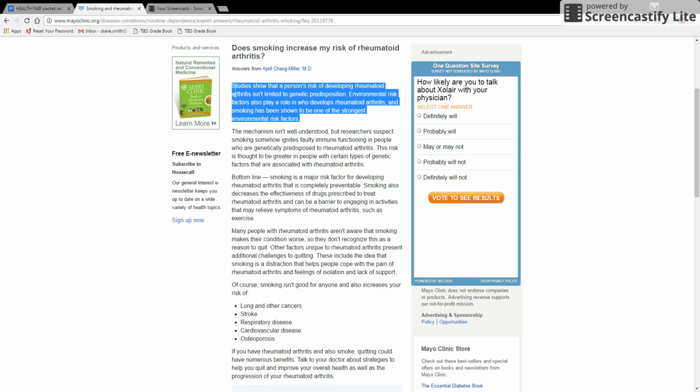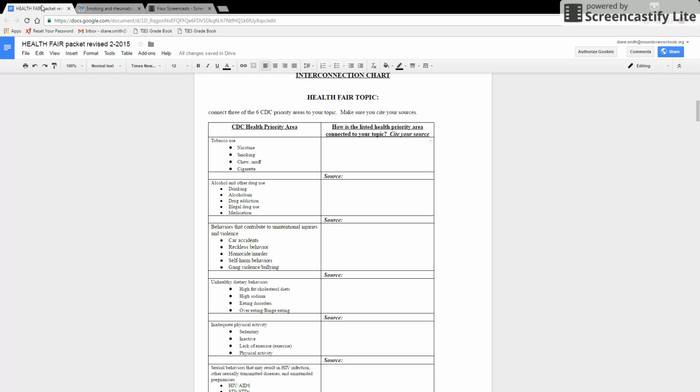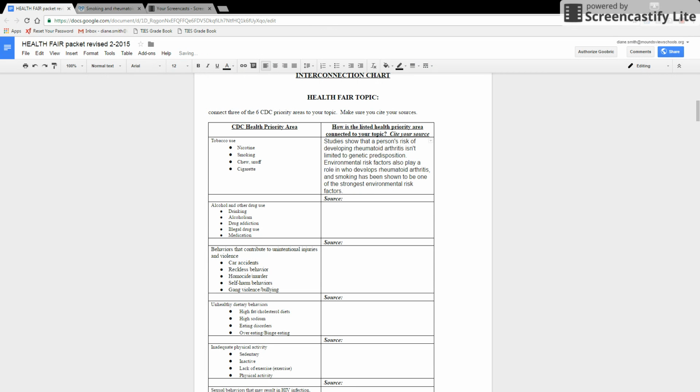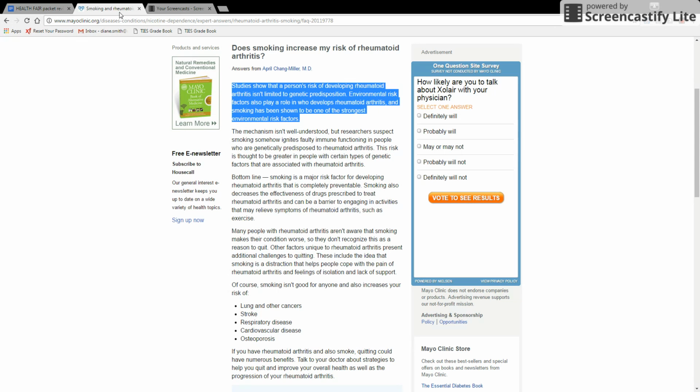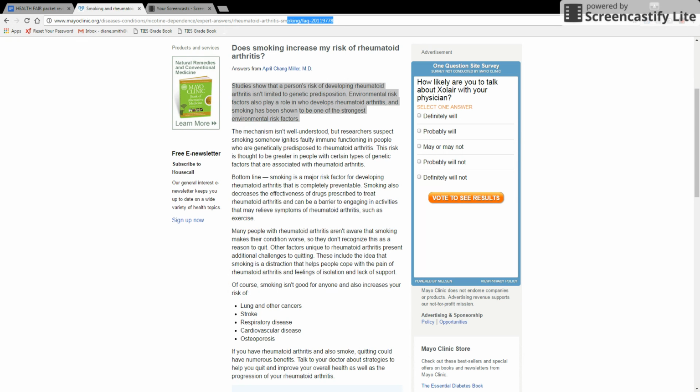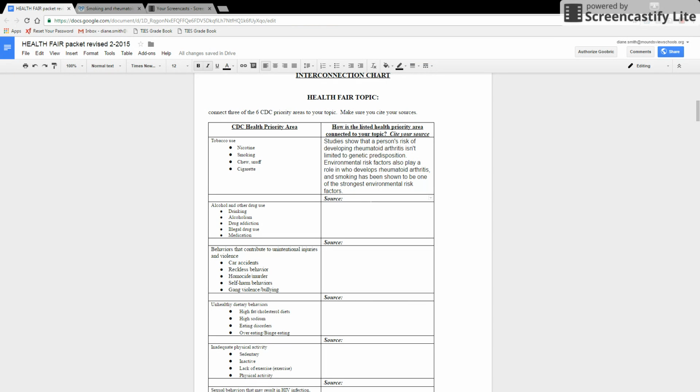Smoking, right there. So I'm going to copy that, go back to my health fair packet, interconnections chart. I'm going to paste it in there. Now I need to go back and get my source. So I'm going to highlight this. I'm going to copy that right next to the word source here. I'm going to paste that in there.